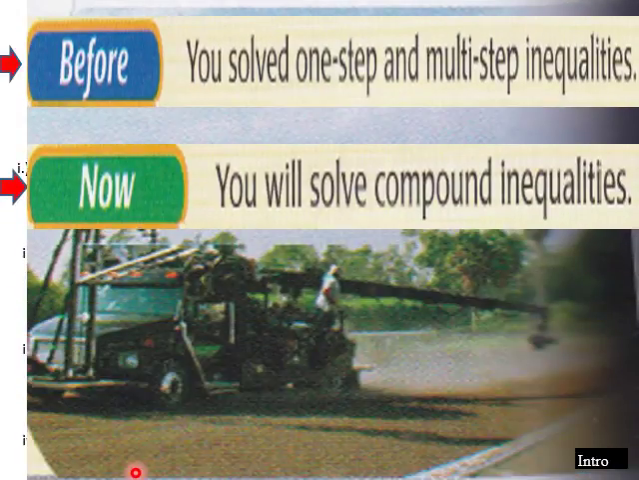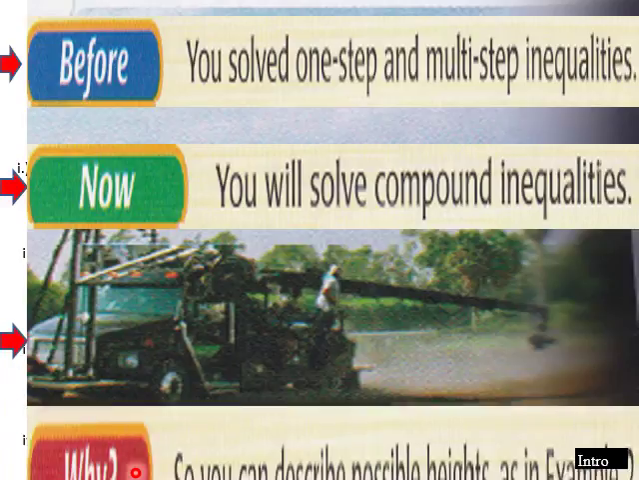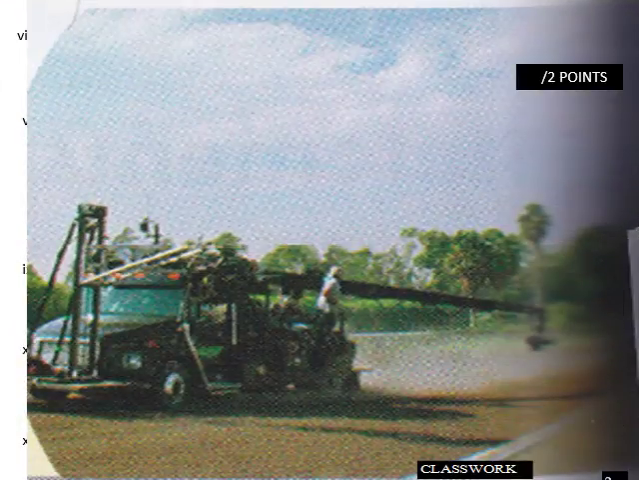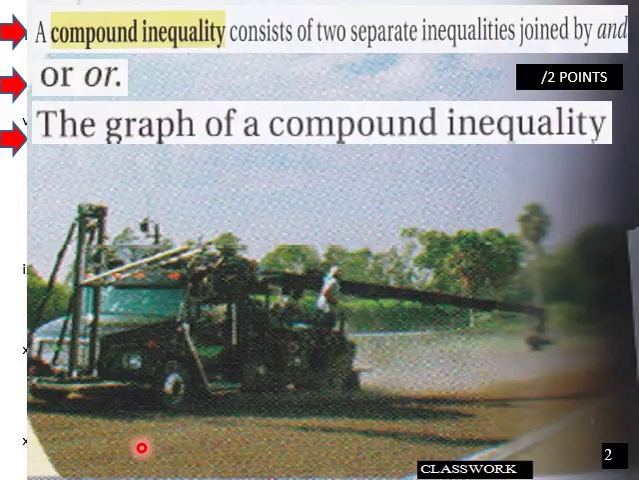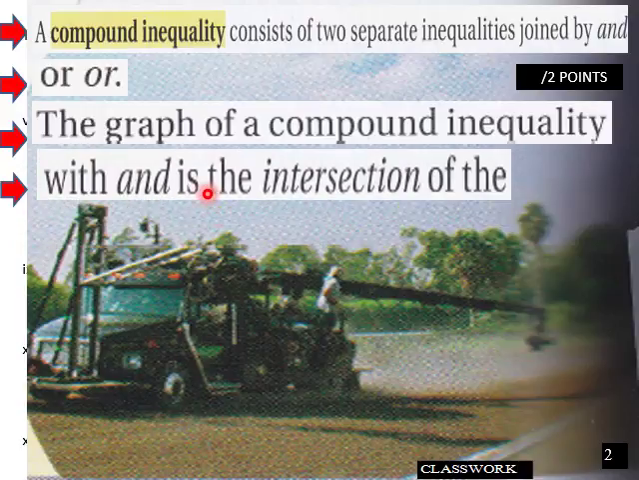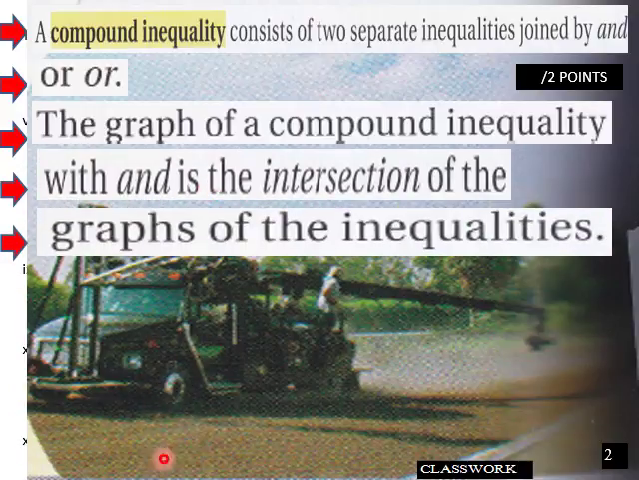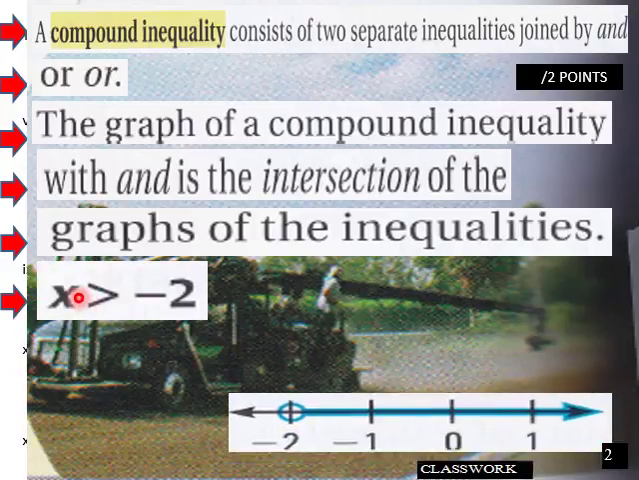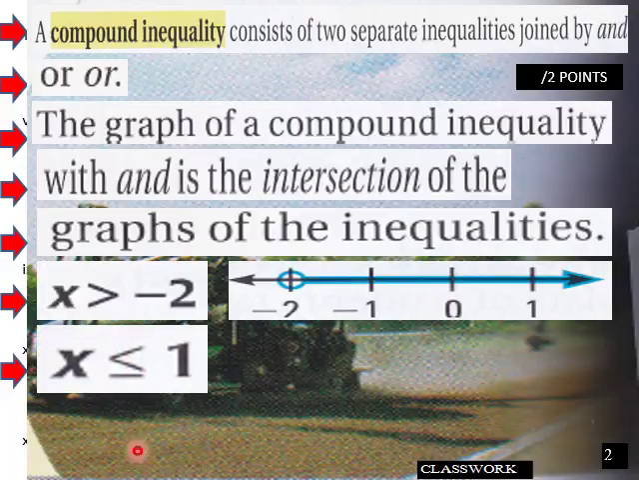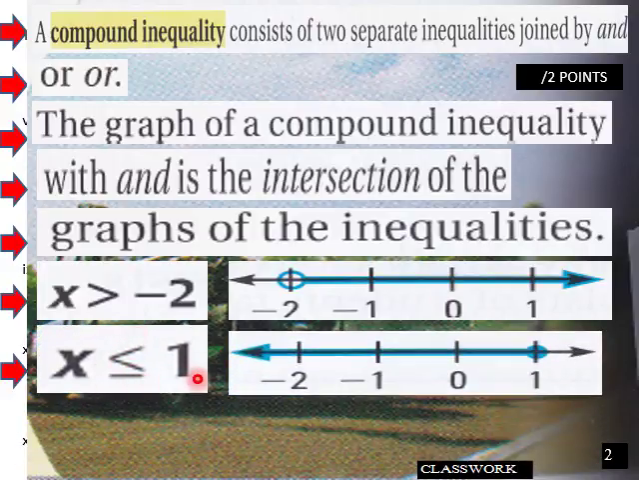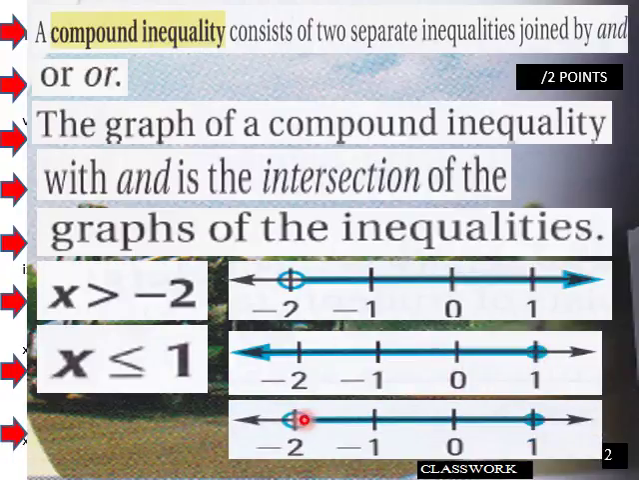Okay, into our lesson. You saw one-step and multi-step inequalities. Now you will solve compound inequalities. A compound inequality consists of two separate inequalities joined by and or or. The graph of a compound inequality with and is the intersection of the graphs of the inequalities. We have x greater than negative 2, and then x less than or equal to 1. We join those together and we get this.